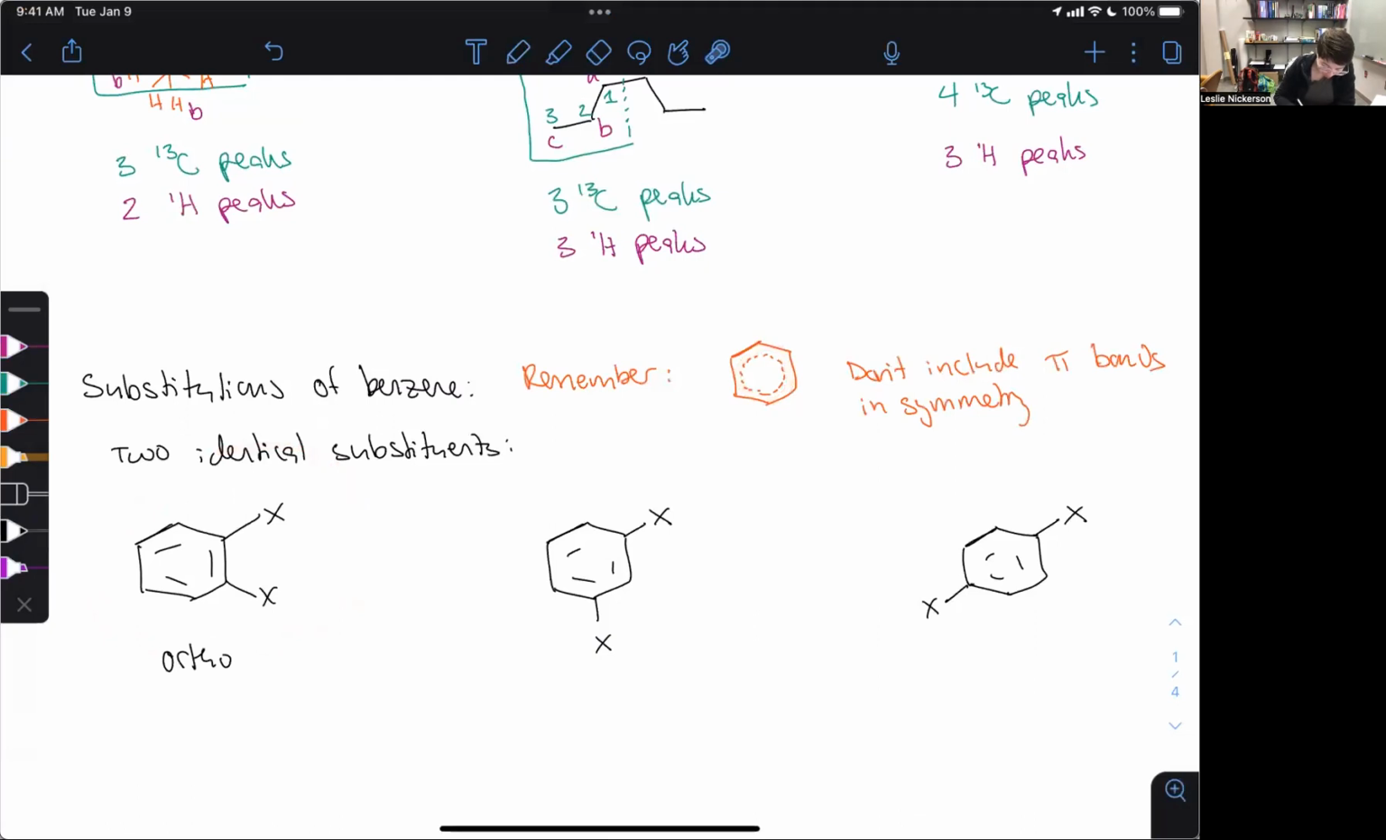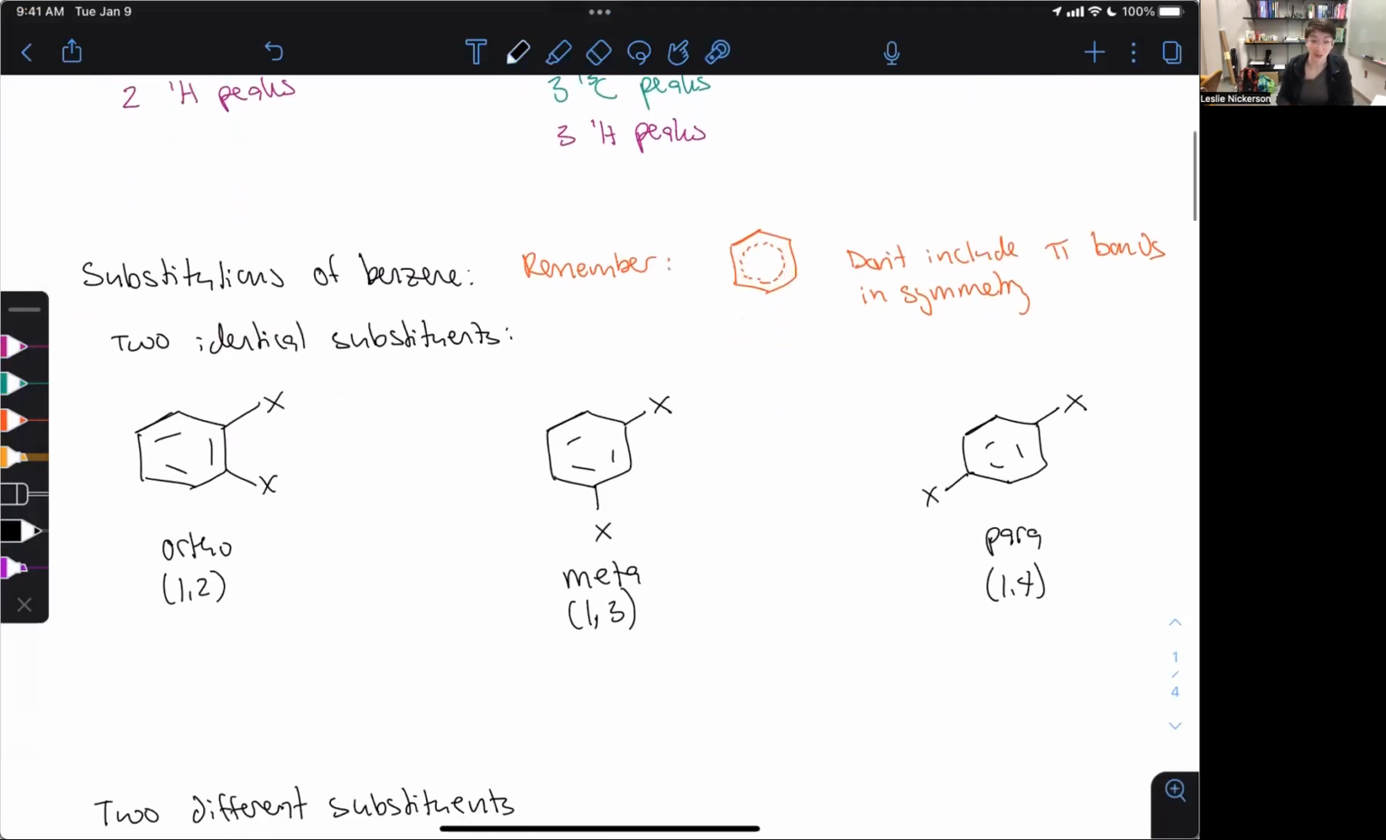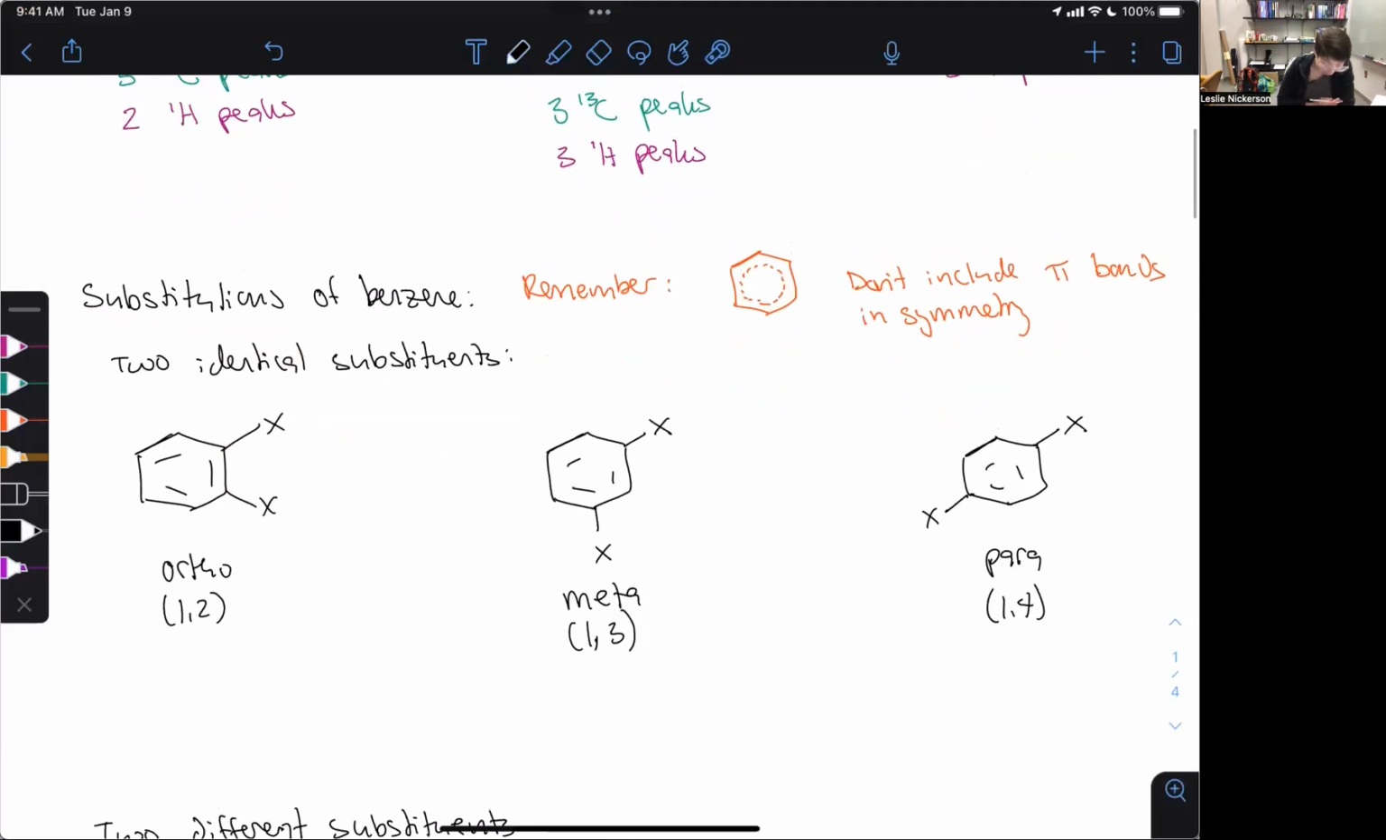When they are a 1, 2, that's ortho. The next one is meta. That's a 1, 3. And then para is 1, 4. I'm just going to have that down there because I'll inevitably end up saying ortho, para, meta, whatever. Okay, so first we'll do the ortho on the left.